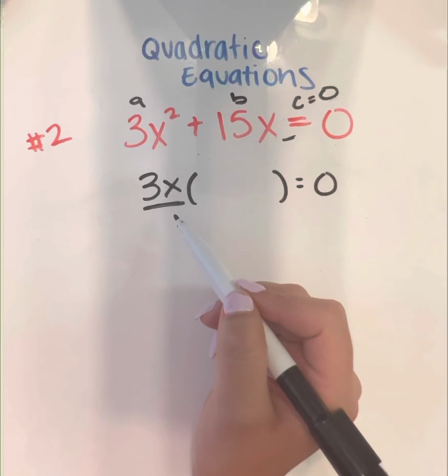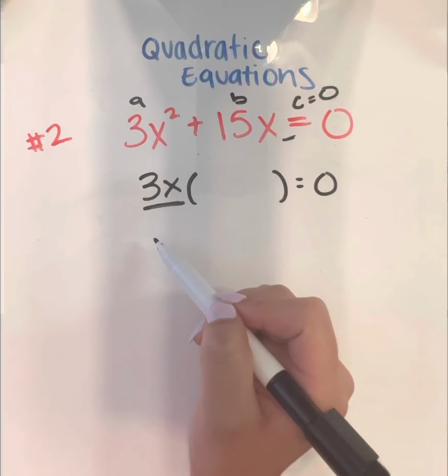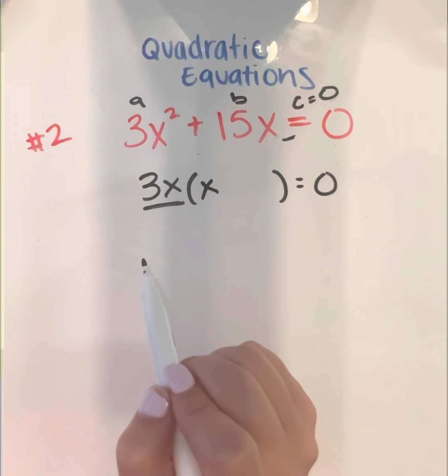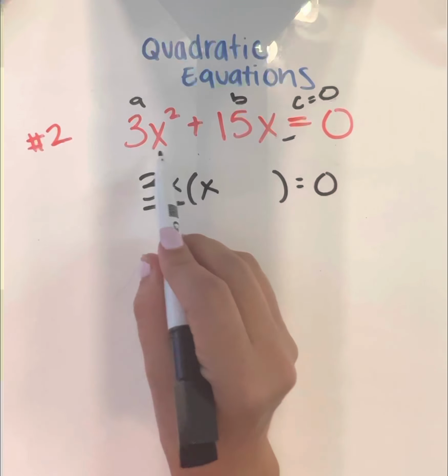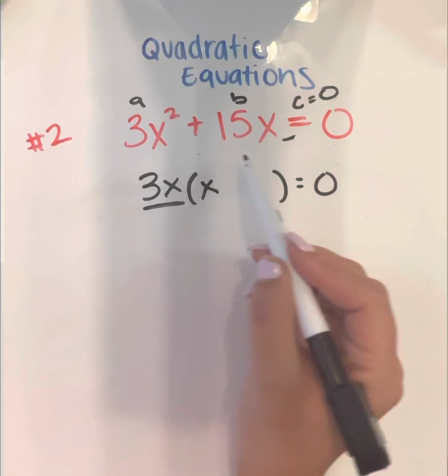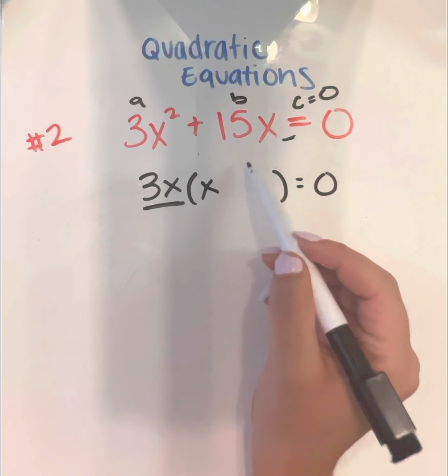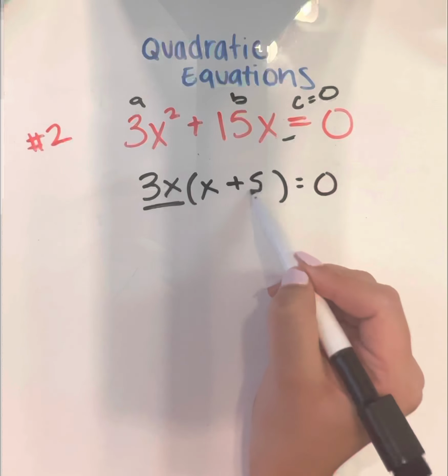So that is going to leave us with 3x on the outside, 1x on the inside, because if we factor out 3x, we're left with only 1x. And if we factor out a 3x from 15x, we're just left with positive 5.